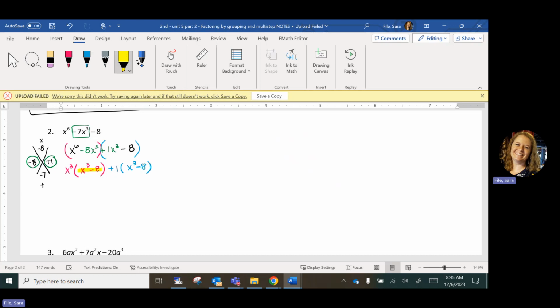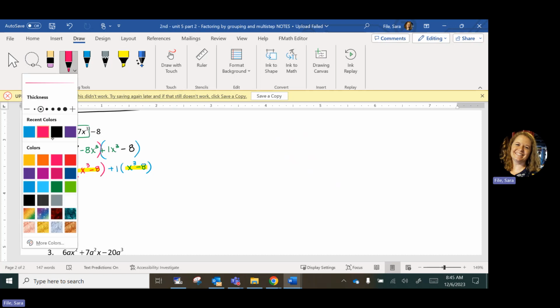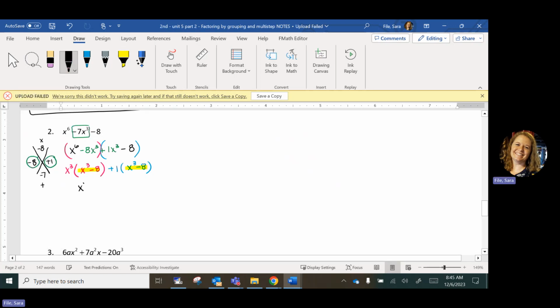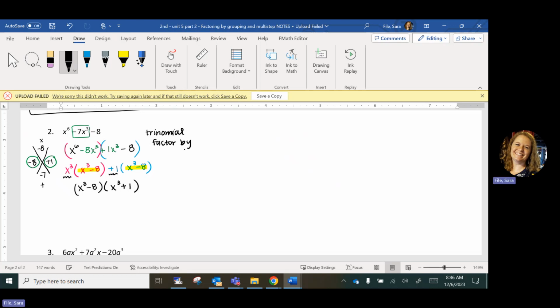And what do you know? The leftovers are the same. That's a good sign. So x cubed -8 is a factor. And then I can bring together the GCFs that I took out, x cubed +1. So I have factored that trinomial into 2 binomials by factoring by grouping. Okay, this was a trinomial factor by grouping. But the thing is, I'm not done.